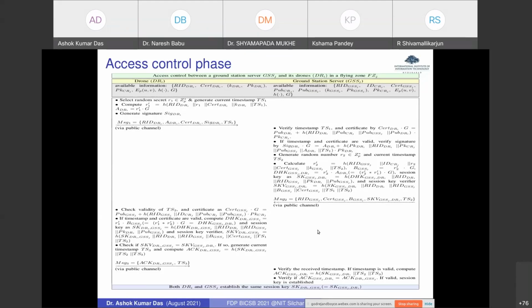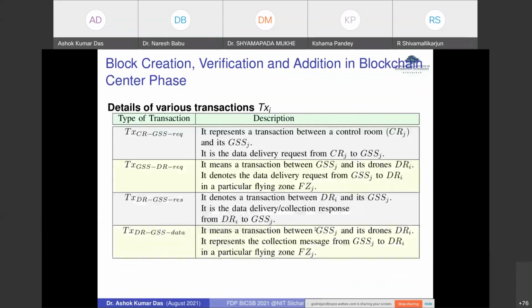So next, we'll talk about the details of various transactions. Here we have considered 4 kinds of transactions. The first transaction is known as TX CR request, which represents a transaction between a control room and GSS. And it is treated as the data delivery request from a control room to GSS.